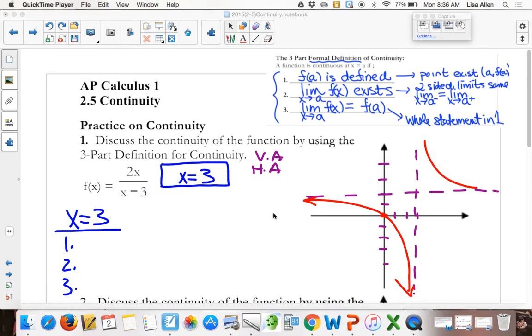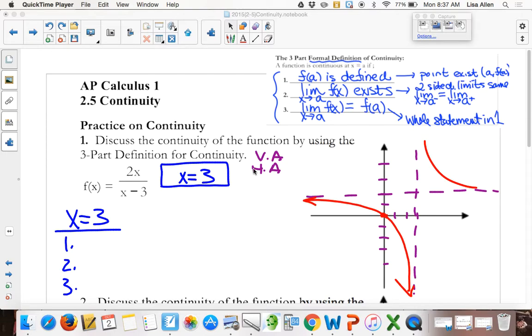Students, so now we're going to pick up with the 2.5 continuity problems where you have the practice. I'm going to send you this short video tonight so you can finish out the lesson. We're going to discuss the continuity of the function by using the three-part definition for continuity.